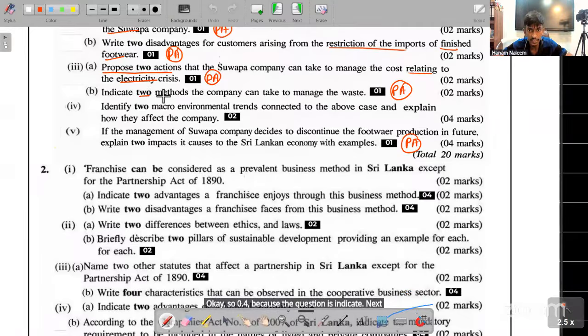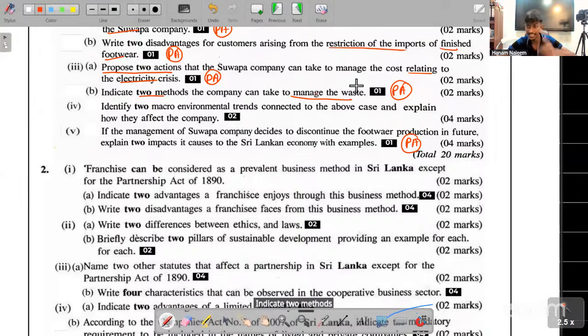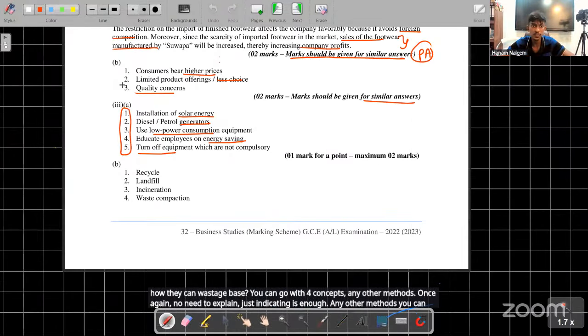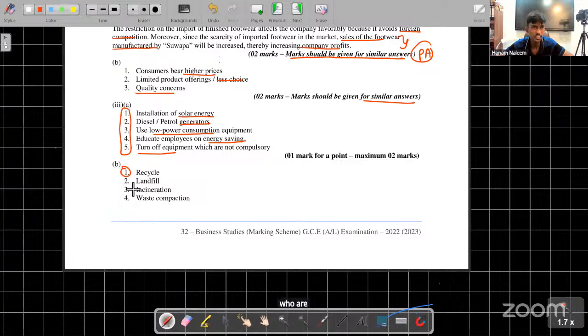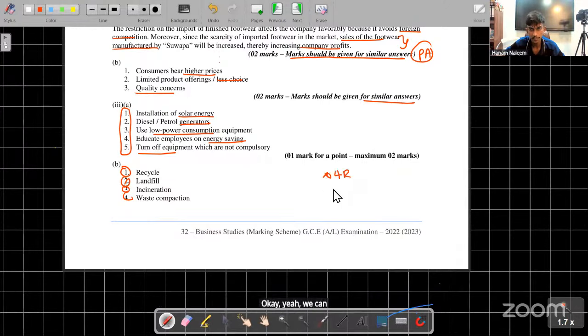Next, indicate two methods that the company can take to manage the wastage. How can they minimize waste? You can go with the 4R concept. Any other methods? Once again, no need to explain, just indicating is enough. The 4R concept, waste compression. How can we manage the waste of this company? Any other methods? Maybe use eco-friendly inputs. Byproducts, yes, fine. How can we manage the wastage?